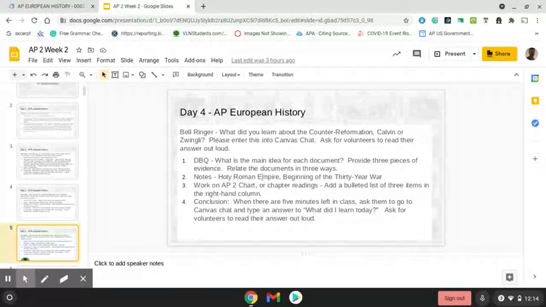The notes today will get to cover the Holy Roman Empire and the beginning of the 30 Years' War. And then at the end, you can have some time to work on the chart or the readings, or if you need some more time to finish up the DBQ, you can do that in the second half of the class.